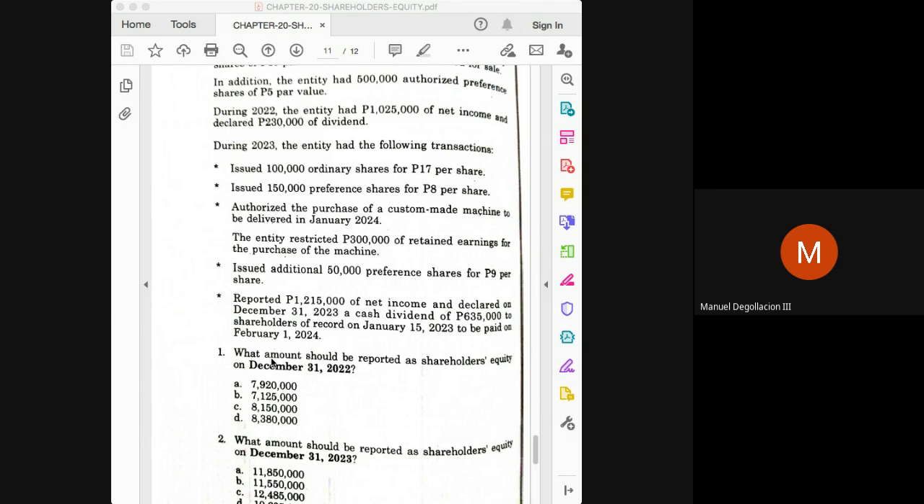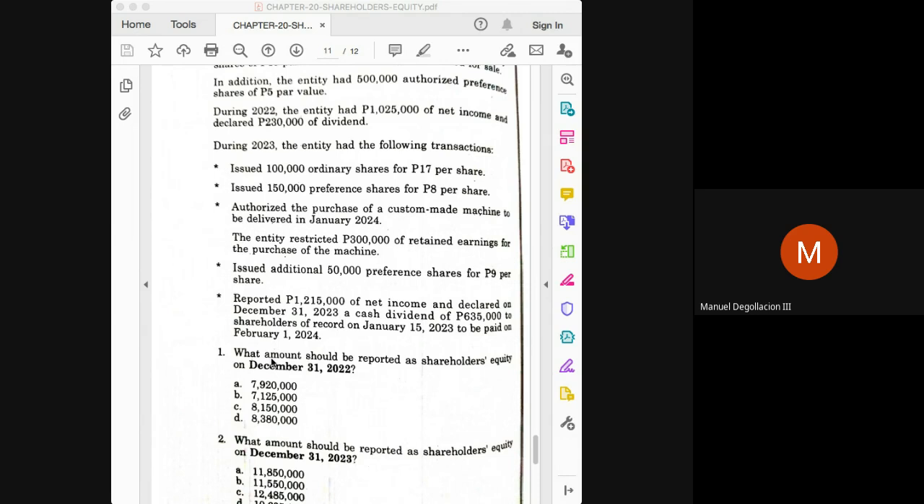It would have been different if you would be asked how much is the total unappropriated retained earnings, because this would have been relevant. But since the question is how much is the total shareholders' equity, this is just a transfer within your shareholders' equity accounts. Okay, so this will not affect total shareholders' equity.